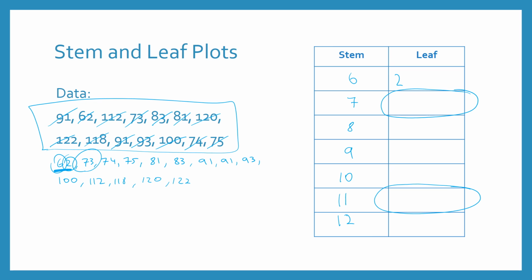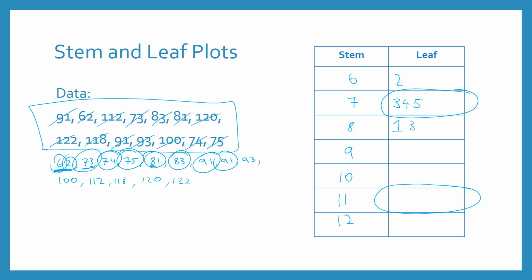So we have 73. The first part is the stem, the second part's the leaf. So we put a 3 in the leaf column. 74, we've got a leaf of 4. We're going to put that there. And 75, our stem is still 7. We put a leaf of 5 in. Now we move to the next one, which is 81. So our stem becomes 8, and our leaf is 1. And we have 83, our leaf is 3.